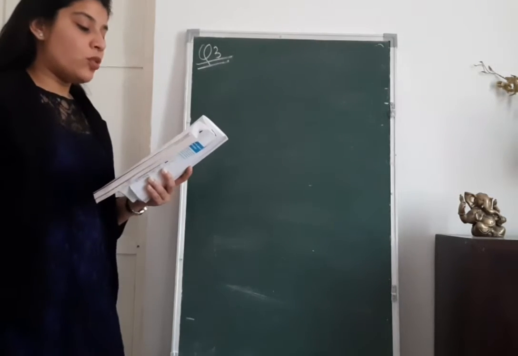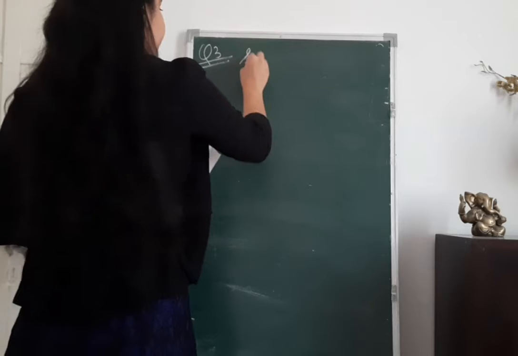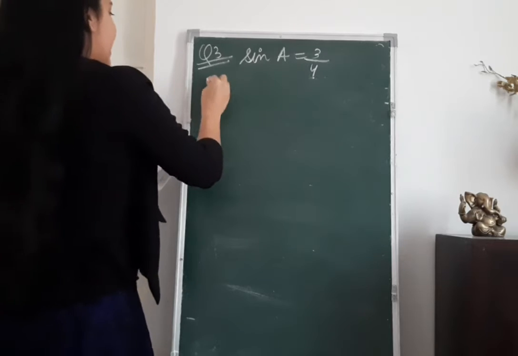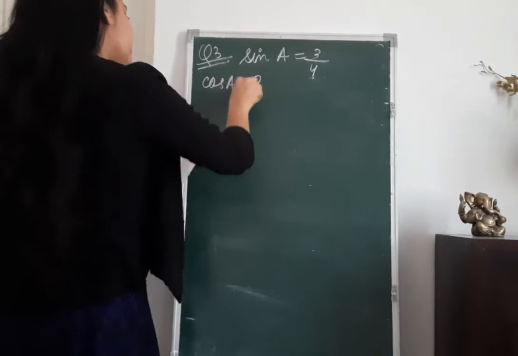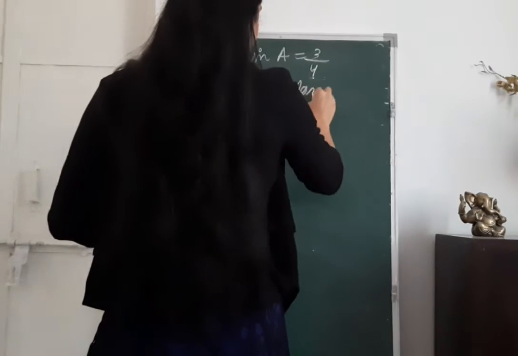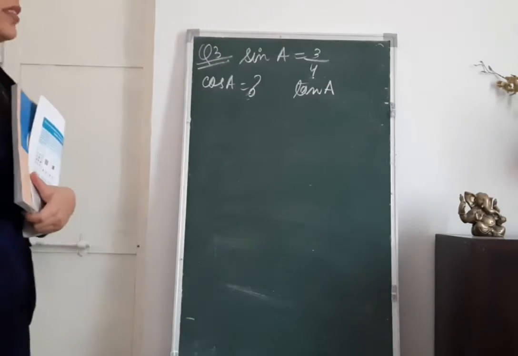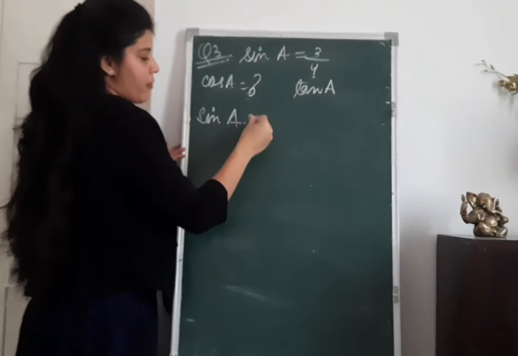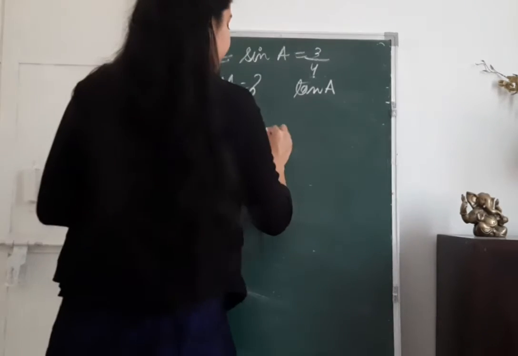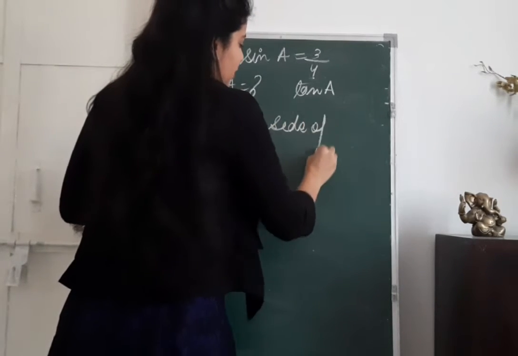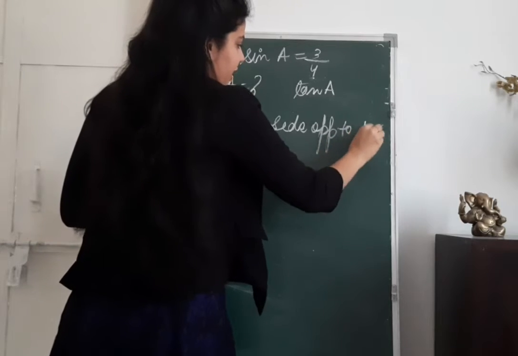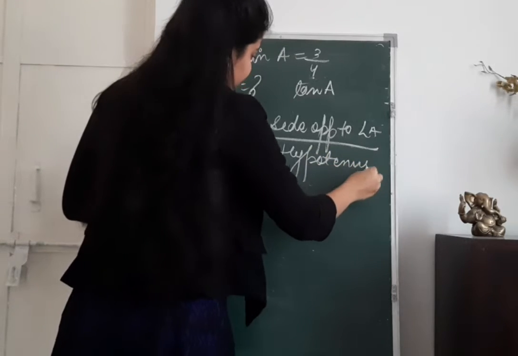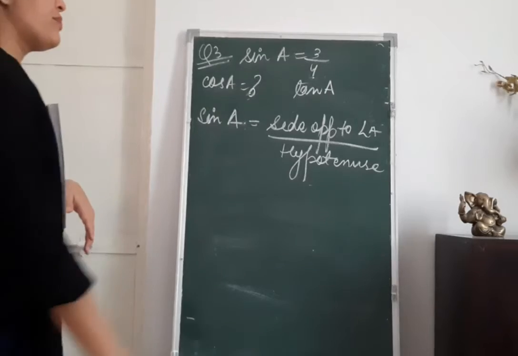If sine A is equal to 3 by 4, I need to find out cos A and tan A. How are we going to proceed with this question? What is sine A equal to? Sine A is equal to nothing but side opposite to angle A upon hypotenuse, right? Can I say this?